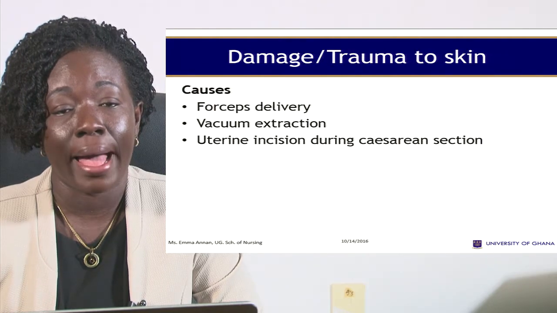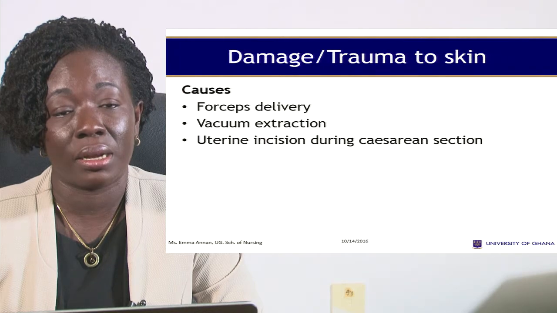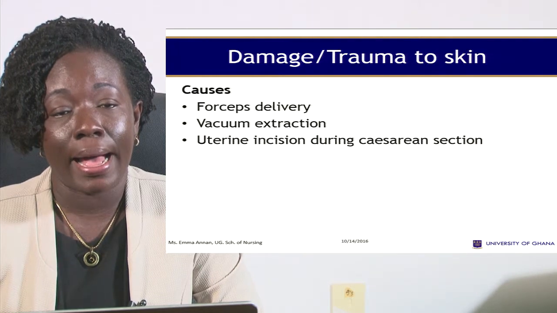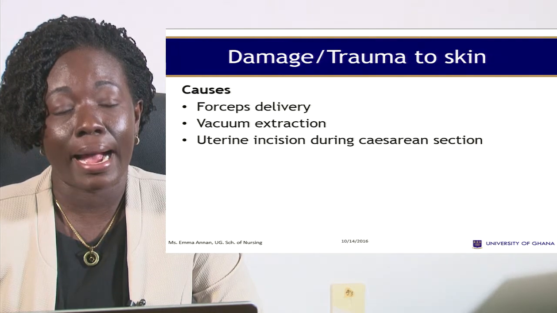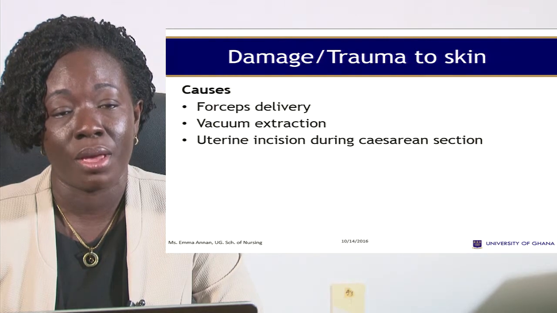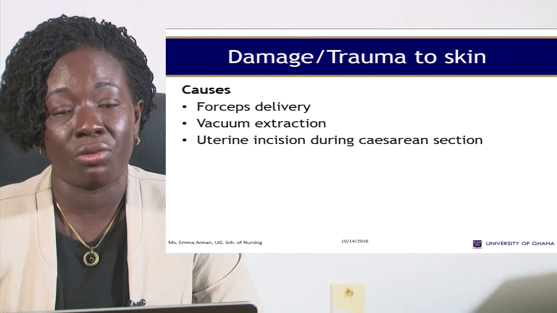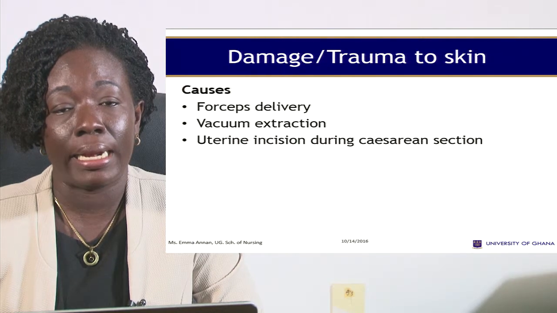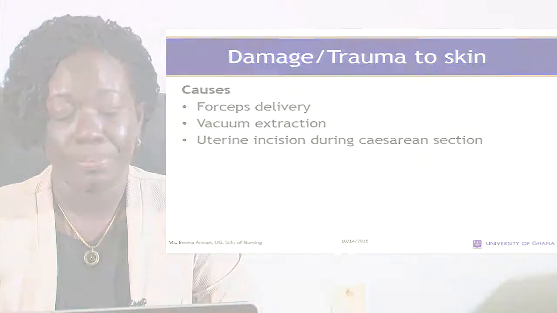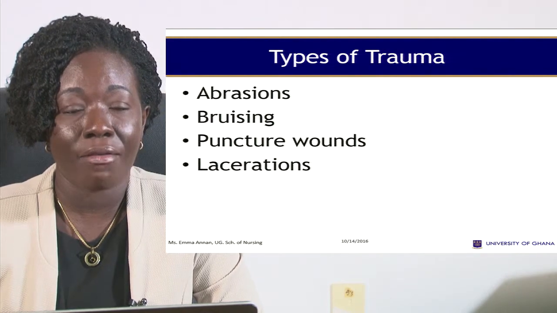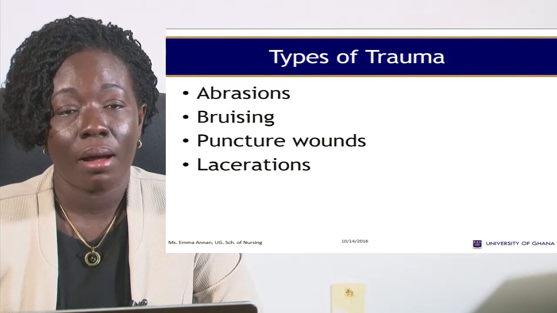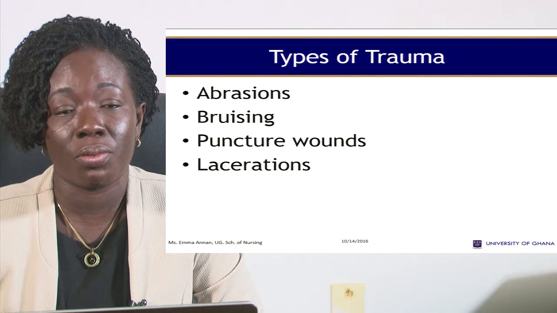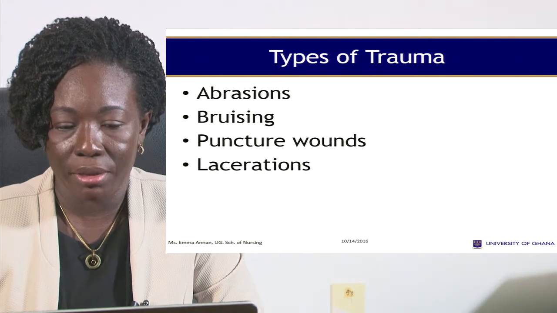I quite remember I observed one cesarean section at one of the hospitals, and during the incision the doctor incidentally cut the head of the baby, the scalp of the baby. So uterine incision during cesarean section can lead to trauma. Types of trauma: we have abrasions, we have bruises, we have punctured wounds, and we have lacerations.